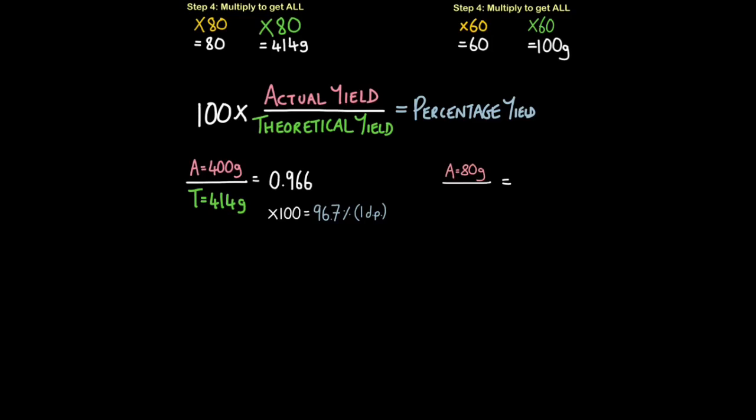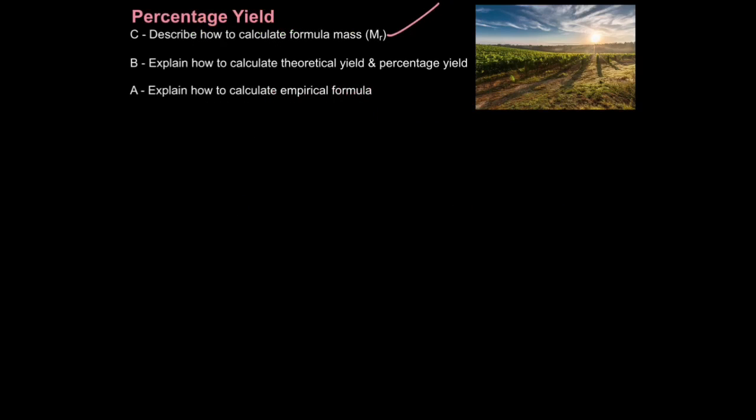So for the one you worked out, let's say that the actual yield was 80 grams and not 100 grams. What would the percentage yield be? So let's see if you got it right. You do the actual yield, 80 grams, divided by 100 grams, the theoretical yield, which gives you 0.8, times by 100, 80%. So calculating percentage yield is really easy. And that's how you explain how to calculate theoretical yield and percentage yield.